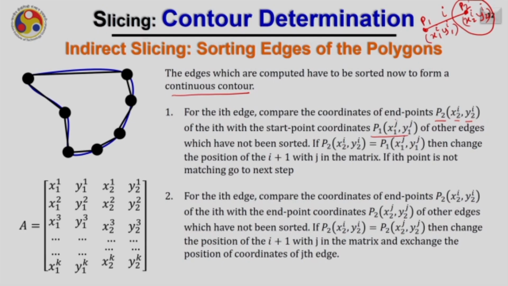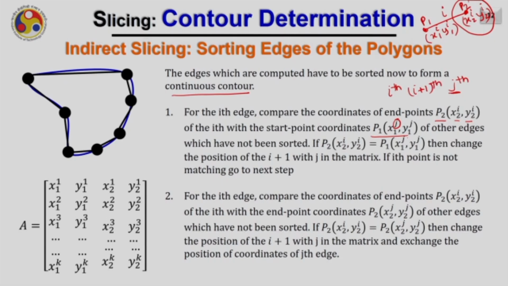Let us assume that we are going to consider the jth line. We are picking this jth line randomly from the database. If the coordinate P2 is equal to the P1 coordinate of the jth line, then in that case we have to pick this jth line and place it just beside the ith line. Hence, this jth line now will become the i plus 1th line.